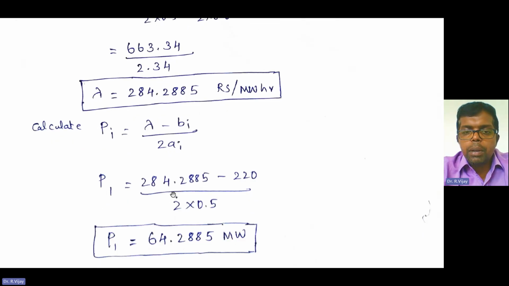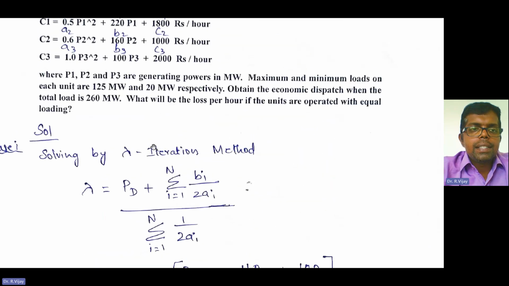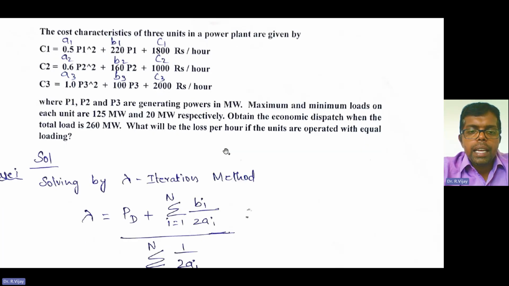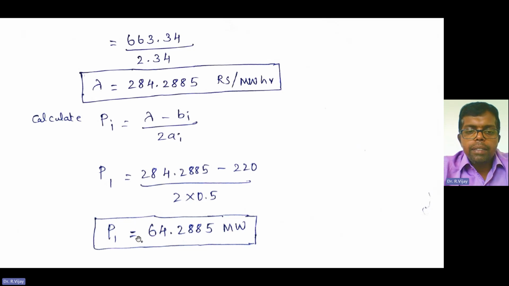So that is B1 divided by 2A1. From the problem data, B1 is 220 and A1 is 0.5. Just substituting here and simplifying, we get the P1 answer as 64.2885 megawatt. That is the power generated by unit one.